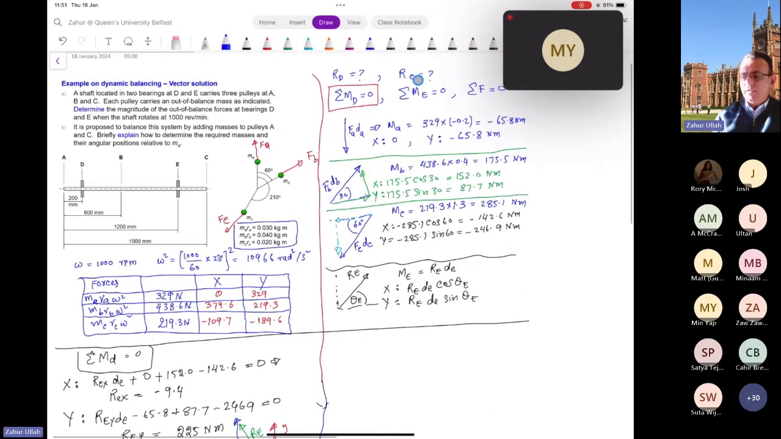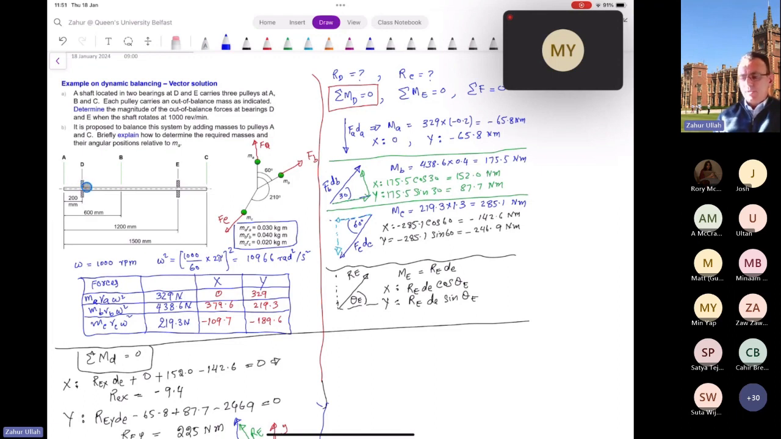Now the second part that we need to calculate is that we managed to calculate RE. Now we need to calculate RD here. If you look at this figure here, you have D and you have E, and both reactions were unknown. So that's why we have to take the moments from D or from E, because we have to get rid of one of the forces. But now because we have the other reaction, which is RE, the only unknown is just one force, which is reaction D.